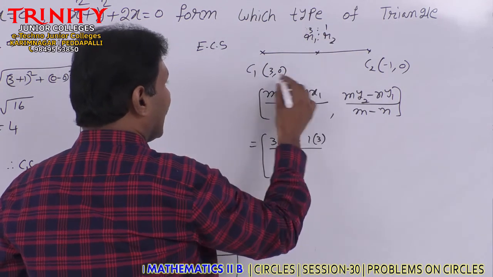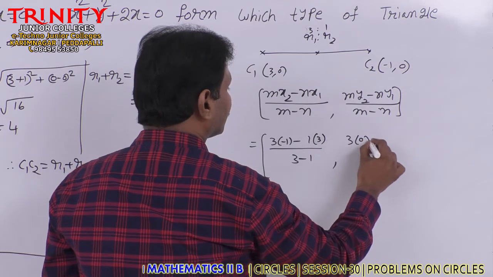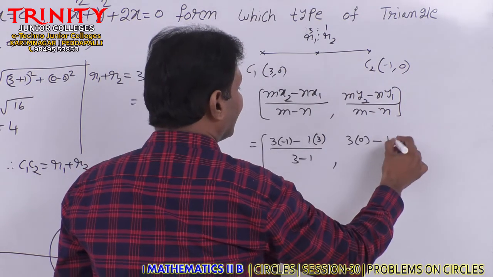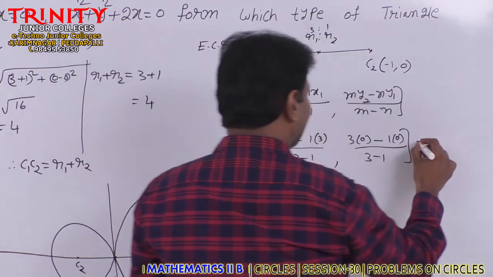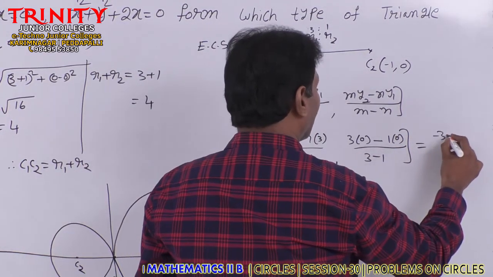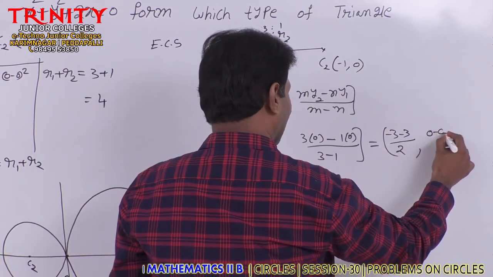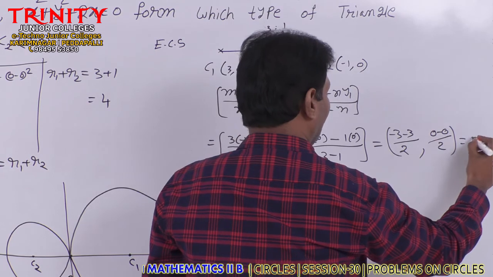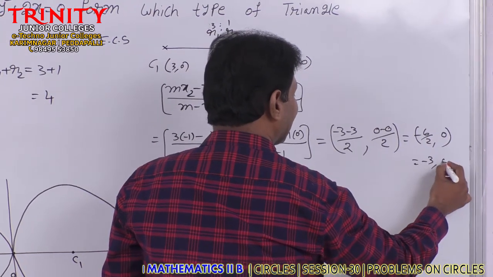3 minus 1 comma 3 into 0 minus 1 into 0 by 3 minus 1. That is equal to minus 3 by 2, comma 0 minus 0 by 2. Minus 6 by 2, comma 0. That is equal to minus 3, comma 0.